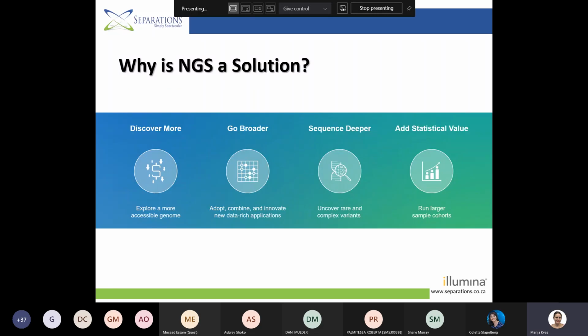Why is NGS a solution? When we spoke last week, we talked about whole genome sequencing, whole exome sequencing, many different applications. But because we have NGS, we can sequence so much deeper. We can generate vast amounts of different data. We are able to uncover rare and complex variants. And at the same time, we can look at many different samples.